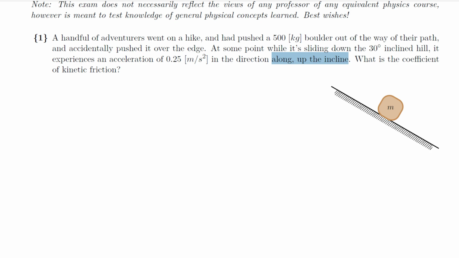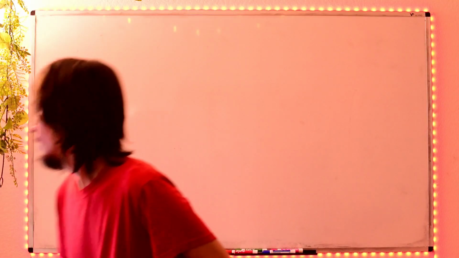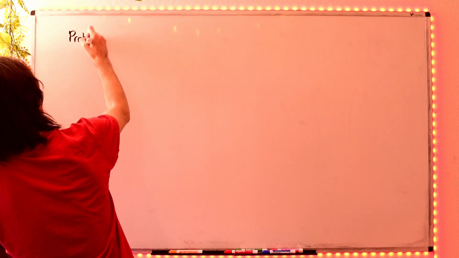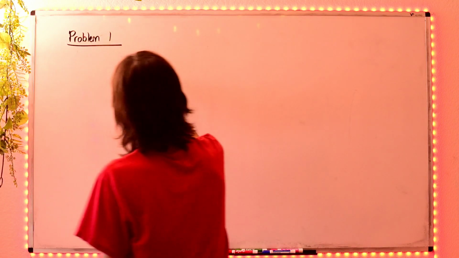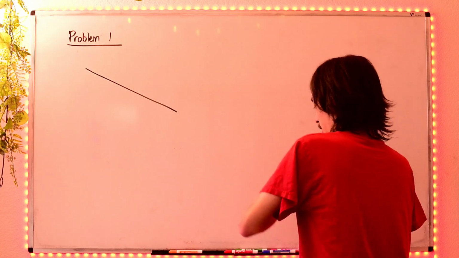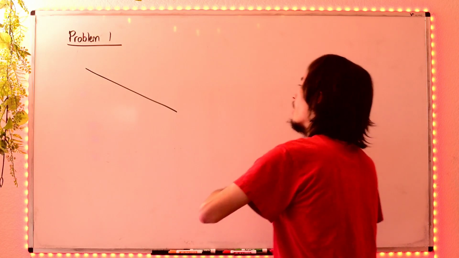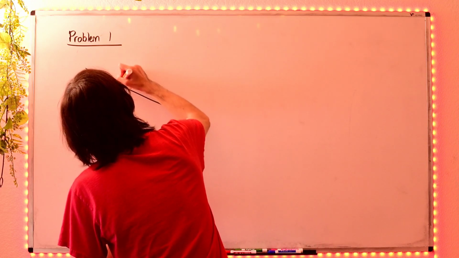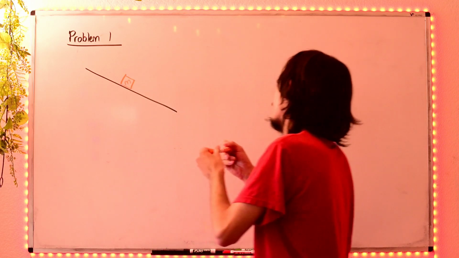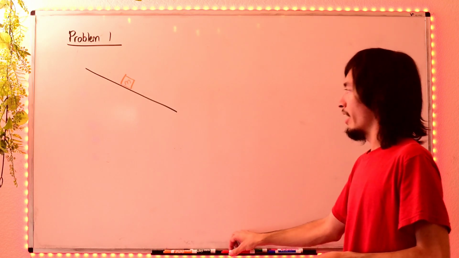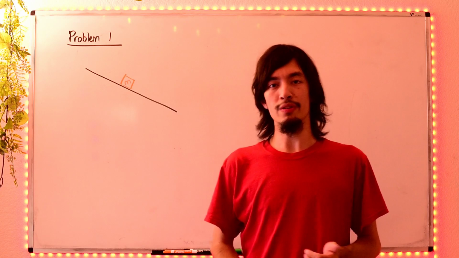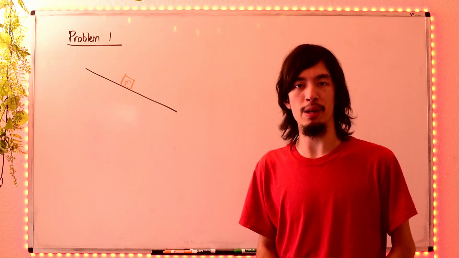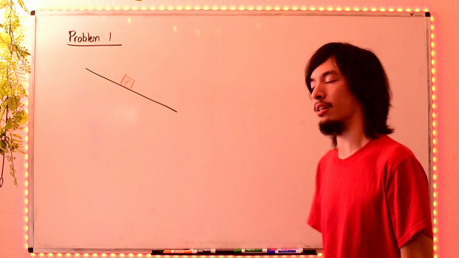So what we're going to do is we're going to go here. One. And we have, here's the boulder. And we want to find the coefficient of kinetic friction. So we know that the coefficient of kinetic friction is only going to really pop up in one equation, so we ought to be writing that equation.